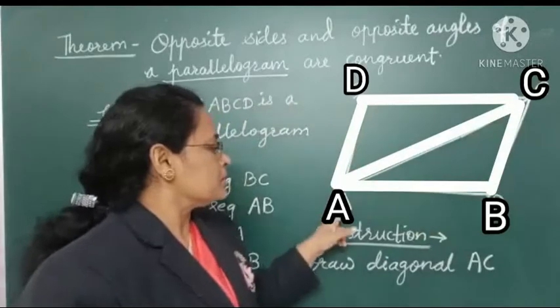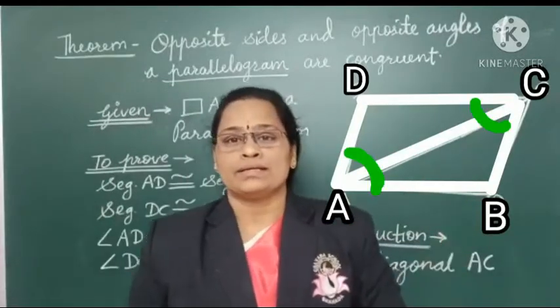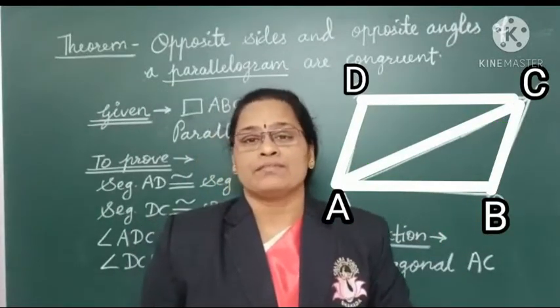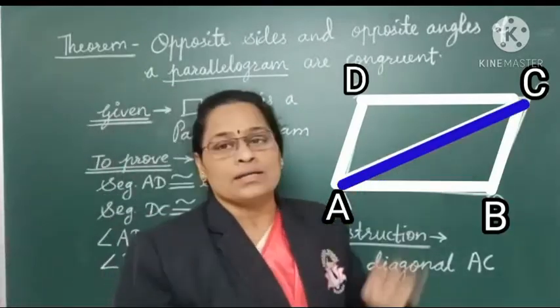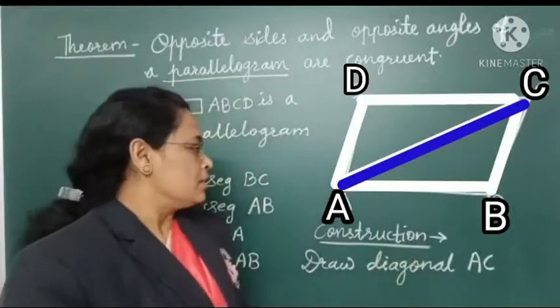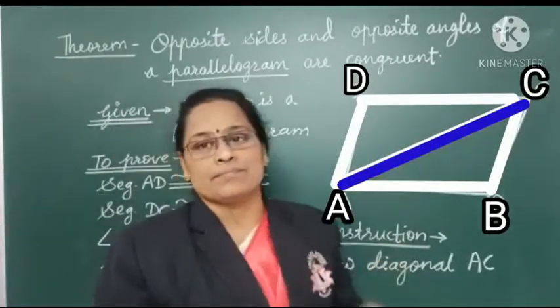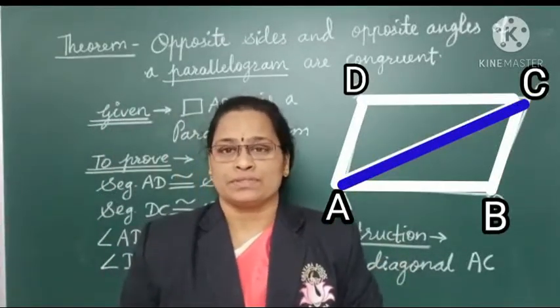DCB congruent to DAB. So to prove this, we need to do a construction, and this construction is to draw the diagonal. Any of the diagonals you can draw. Here I have drawn diagonal AC. So now let's see the proof of this.